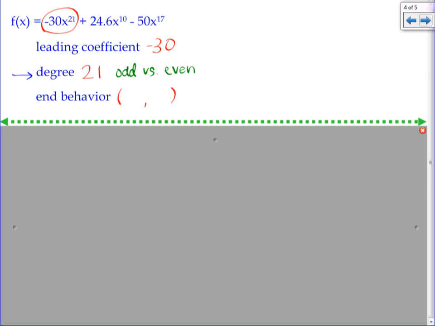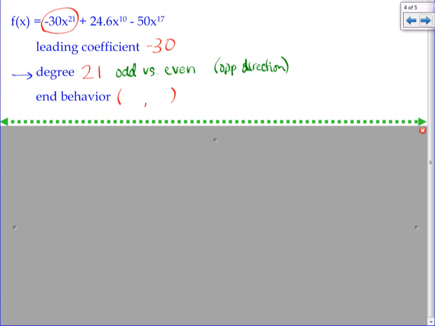We don't take positive, negative, because it should be positive. If it's negative, it's not a polynomial. So we look at whether it's odd versus even. It's odd, so we know it's going to be opposite directions. Okay, so they're either going to point this way or this way.